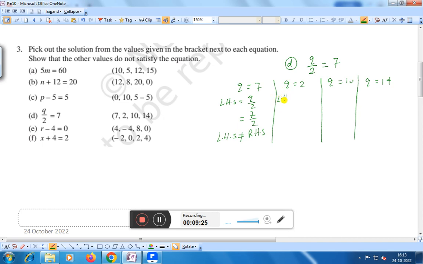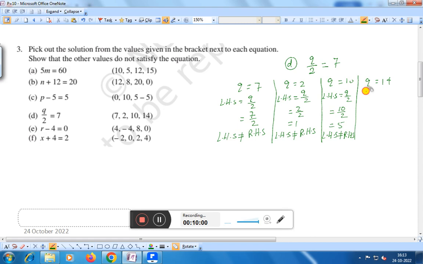Q equal to 2, if we write LHS is equal to Q by 2, that is 2 by 2. 2 by 2 is equal to 1. Therefore, left hand side is not equal to right hand side. In the case of this one, the left hand side equal to Q by 2, that is 10 by 2, that is equal to 5. Therefore, left hand side is not equal to right hand side.